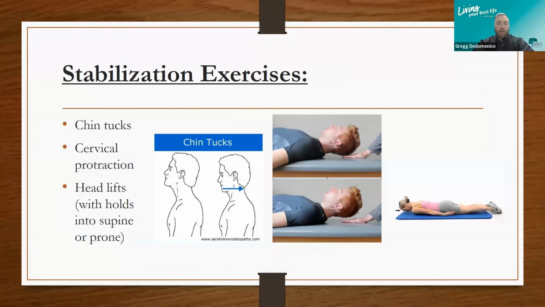When I include stabilization exercises for issues such as whiplash-associated disorder, these are what I'm referring to. Any one of these exercises or a combination can be useful. You perform chin tucks, cervical protraction, which is bringing your head forward and drawing it backward, or head lifts with holds in either a supine position, laying on your back, or prone position, laying on your stomach.